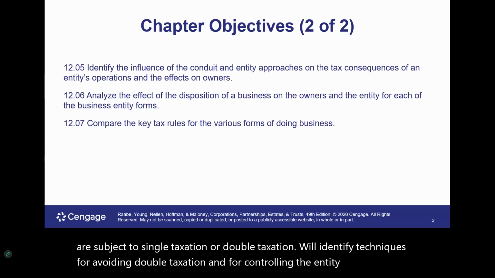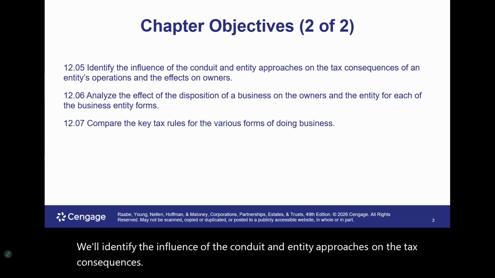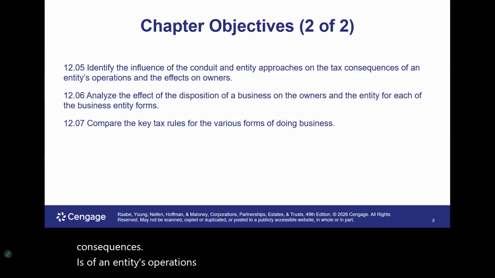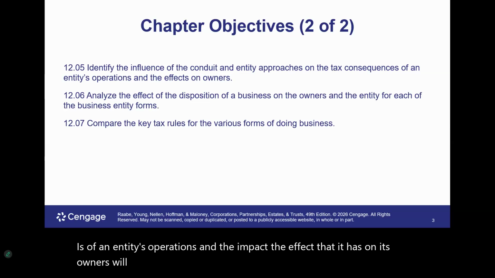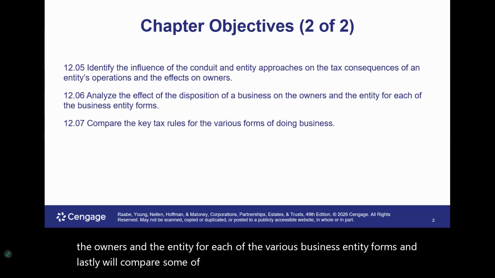We'll identify the influence of the conduit and entity approaches on the tax consequences of an entity's operations and the effect that it has on its owners. We'll also analyze the effect of the disposition of a business on the owners and the entity for each of the various business entity forms. And lastly, we'll compare some of the key tax rules for the various forms of doing business.